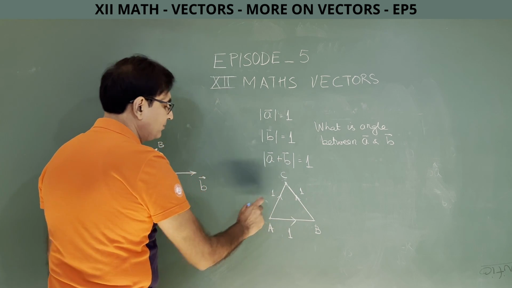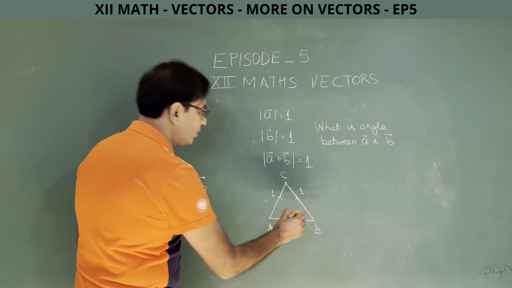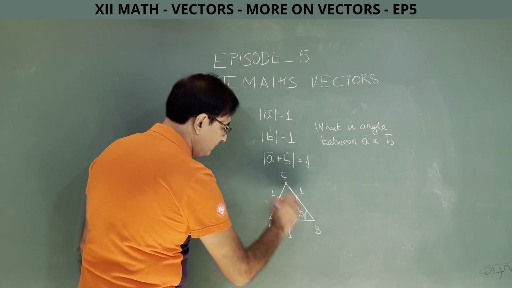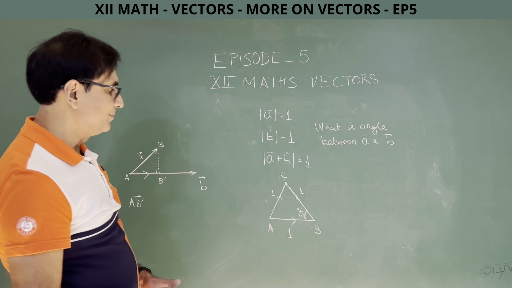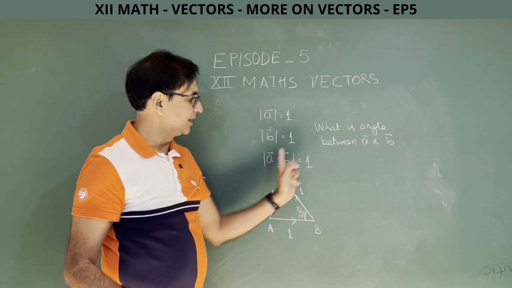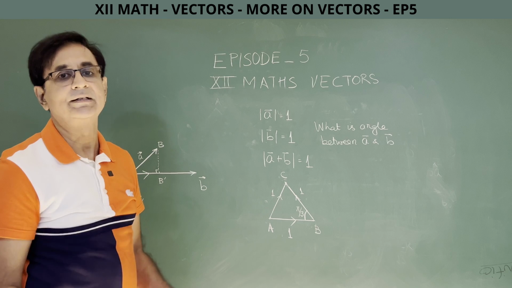Now, do you see this has become an equilateral triangle because the lengths of all the three sides are equal to 1. So, what will be this angle? 60 degrees, written in radians as pi by 3. A lot of you will jump at the answer. So, the angle between vector A and B, both of magnitude 1, whose sum is also 1, is 60 degrees or pi by 3. This is the wrong answer.